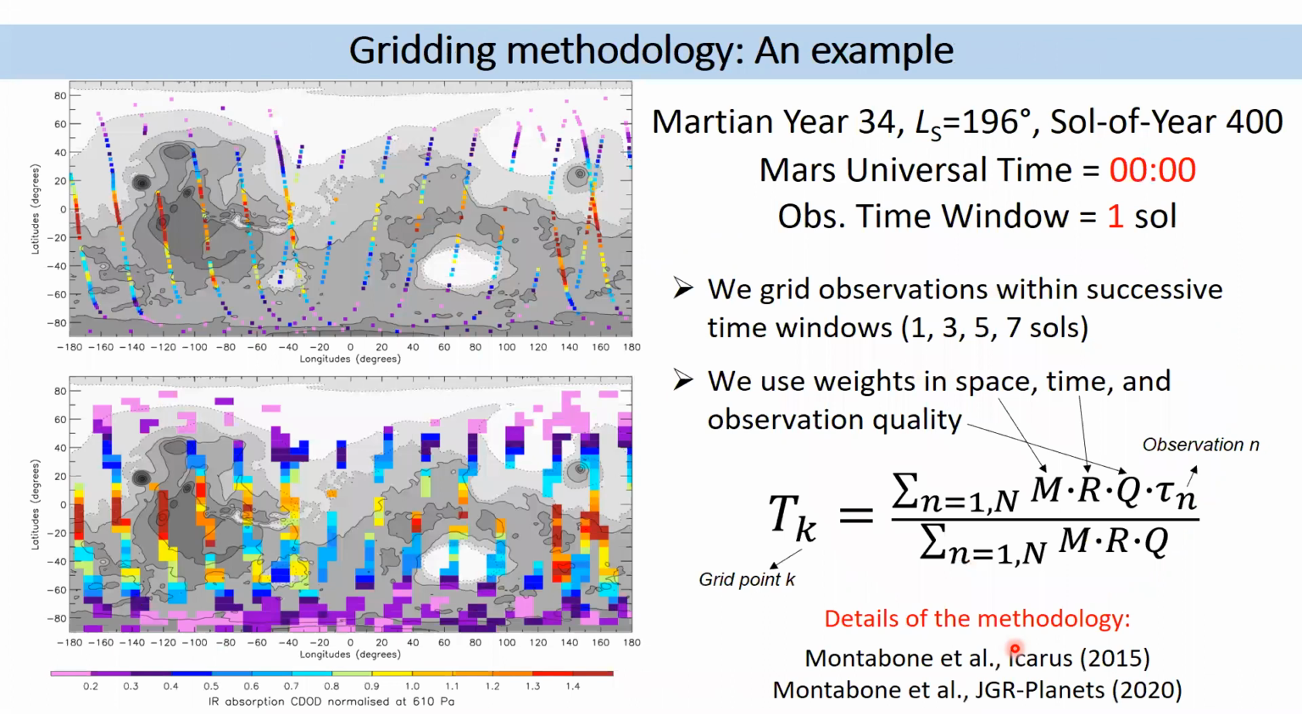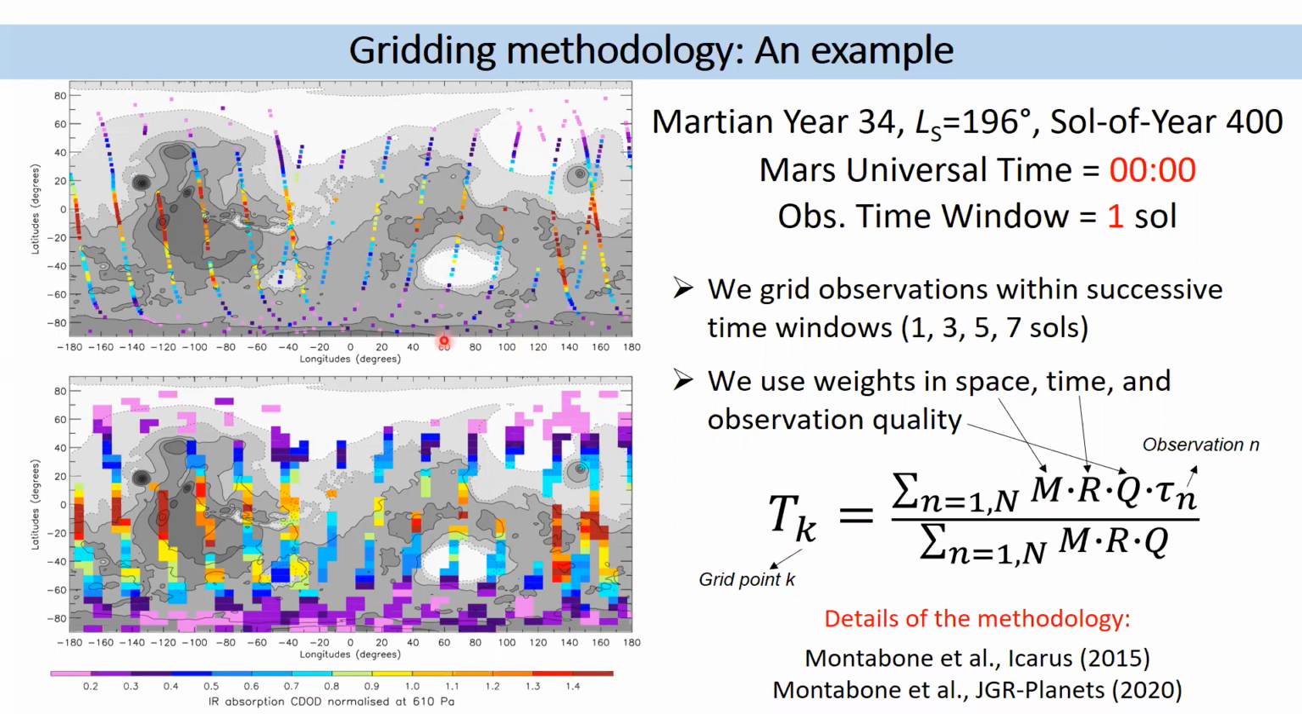We use an iterative method with successive time windows, 3 sols, 5 sols, and 7 sols. And we calculate averages at grid points, where K in this formula is a grid point. We calculate the average of column optical depth by weighting the observations using weights in space, time, and observation quality. This basically means that we accumulate a lot of observations which have different times, and they are in different locations, and they might have different uncertainties. And we try to come up with one single average value at a particular grid point, which takes into account the weights in space, time, and the quality of the observations.